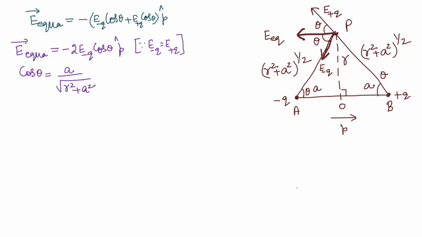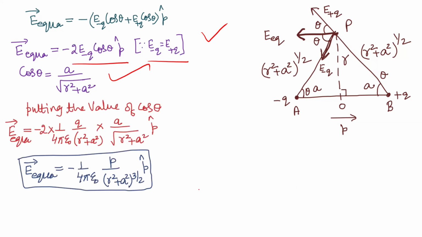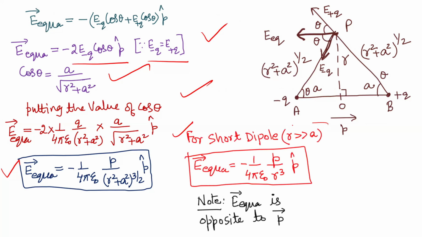Fine. So you just put in the values and you get E equatorial equal to minus 2 E of minus q cos theta in the direction p cap, because E minus q is equal to E plus q. Further, if you refer to this diagram, cos theta is equal to a upon under root r square plus a square. Putting the value of cos theta in this expression and simplifying, we get E equatorial is minus 1 upon 4 pi epsilon naught p upon (r square plus a square) to the power 3 by 2 in the direction p cap. For a short dipole, meaning r is very small as compared to a, E is equal to minus 1 upon 4 pi epsilon naught p upon r cube in the direction p cap. So here E equatorial is opposite to p cap.